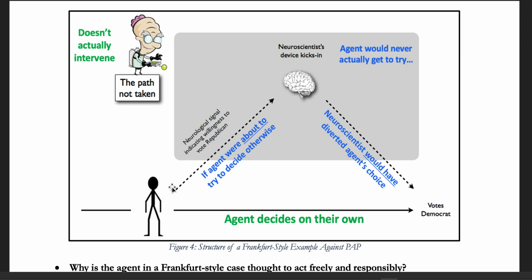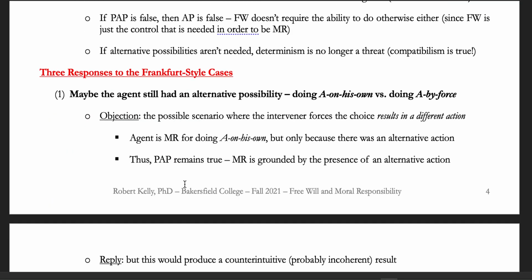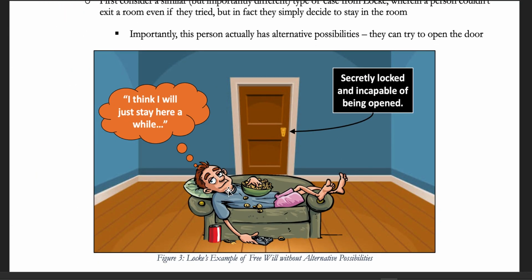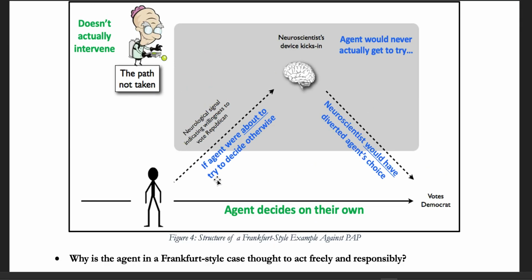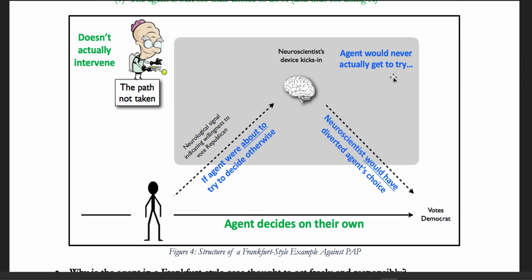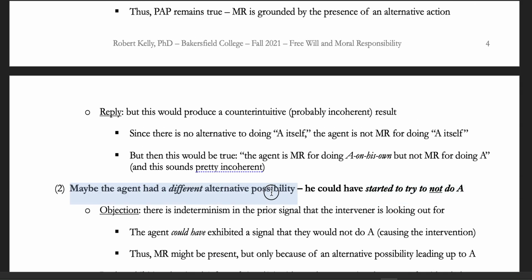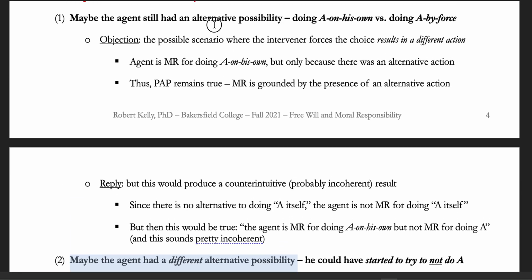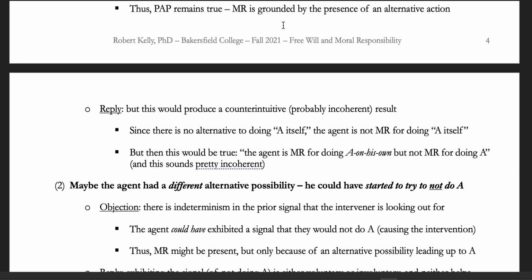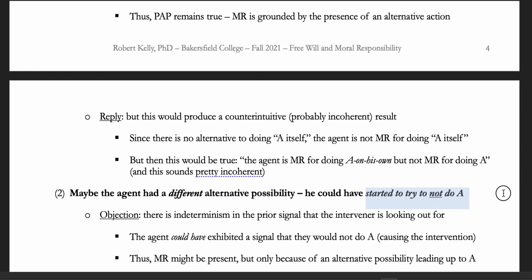They could have started to try to do B, right? Just like this. The person could have got up and tried, right? That's an alternative. But why can't we have, even though you don't get all the way to trying, they could have still done something else. They could have started to try. And that's something. So why can't we say that? The agent had another alternative possibility, different from this one, at least described differently or explained differently. What is the alternative? He could have started to try to do not A. Started to try to not do A.